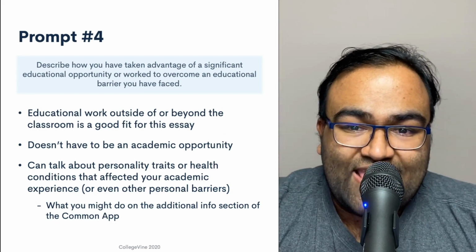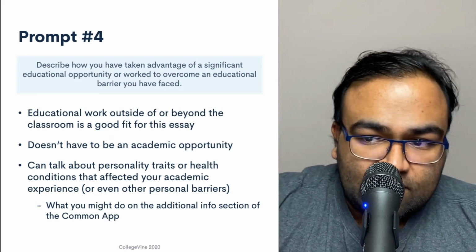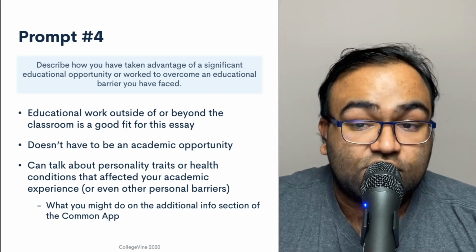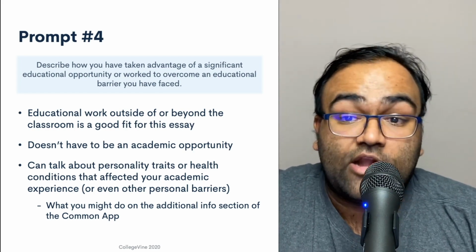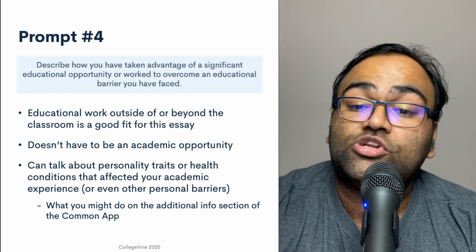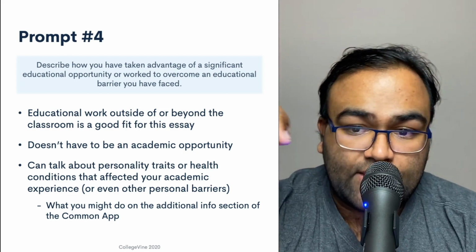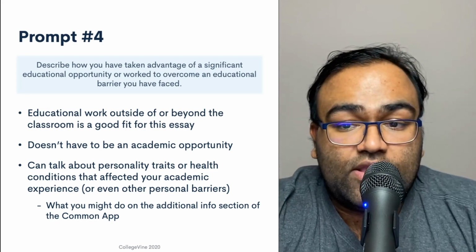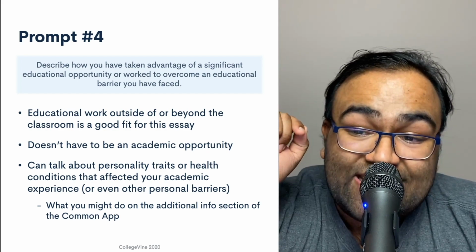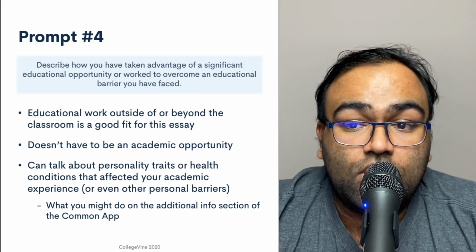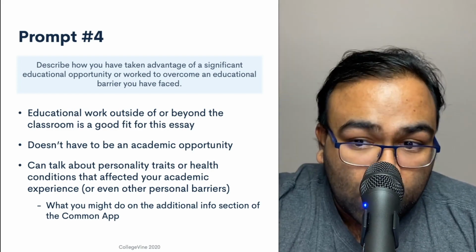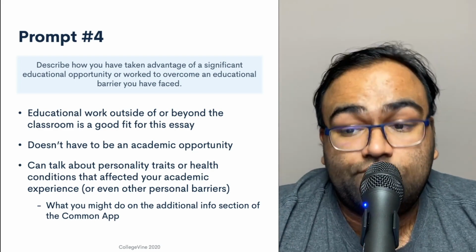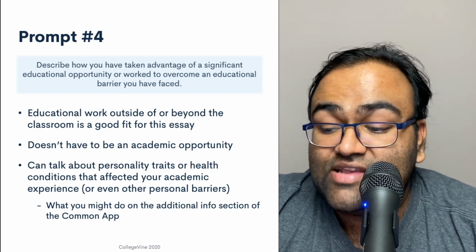Problem number 4 is taking advantage of an educational opportunity. Now, obviously, there's a line in here about educational barriers, but as you'll see in problem number 5, I tend to think that if you have an educational challenge, problem number 5 tends to be a better place to write about that. So I really like to focus on the opportunity side of this essay, right? One thing to keep in mind here is that the word educational opportunity does not mean it is inside the classroom. In fact, educational work that's outside of traditional academic work, or stuff that you did beyond the classroom to enhance your learning, can be a really good fit for this essay. And it doesn't necessarily have to be an academic opportunity.